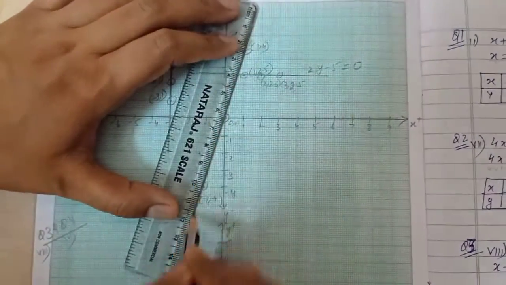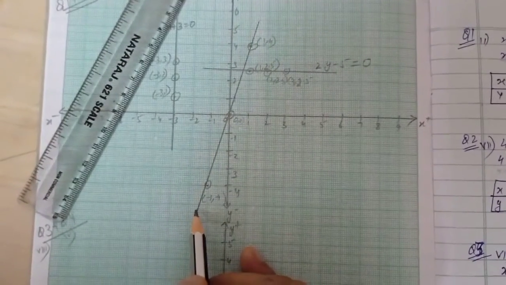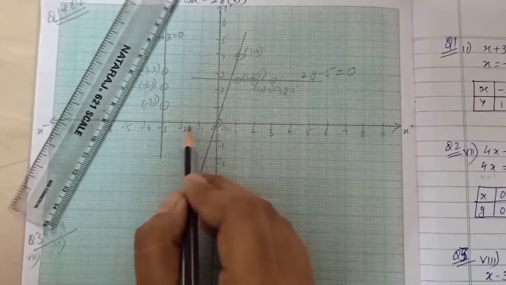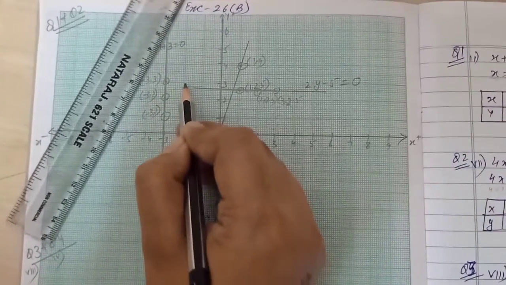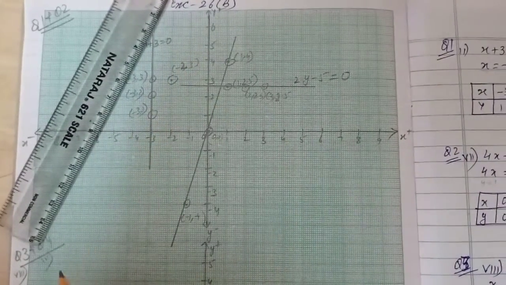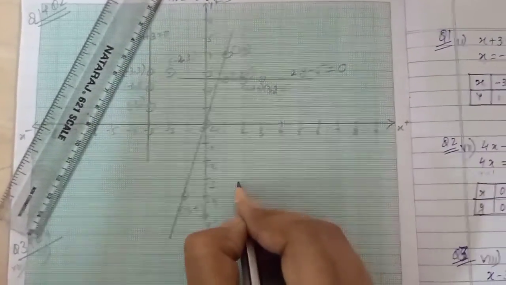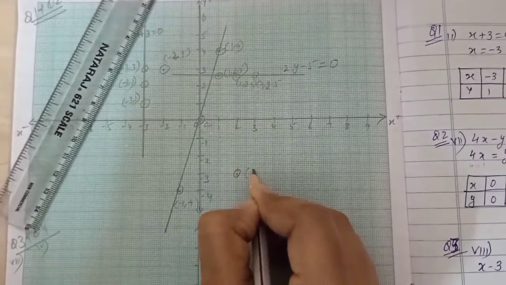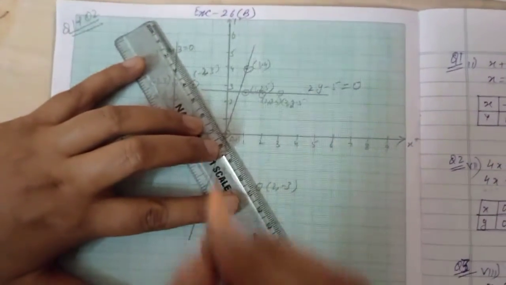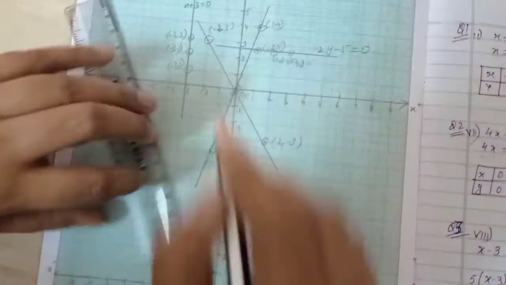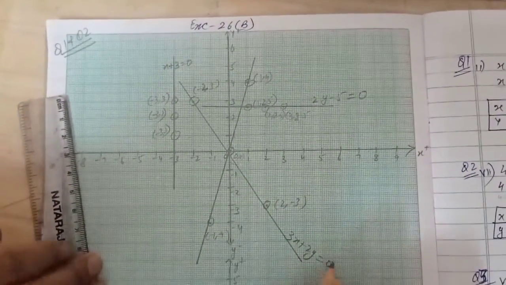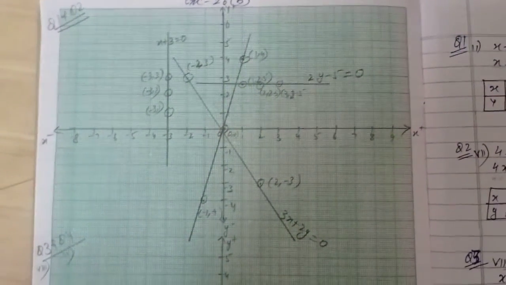See, this way you have to join and write here that this is the graph of which equation. Then the next is 0, 0. Already we have plotted. Minus 2 and 3 is here. Clear? This is minus 2 and 3. Then 2 and minus 3 is here. Now join it. Clear? And you have to mention here that this is graph of 3x plus 2y equals to 0. So this way you have to solve all the parts.